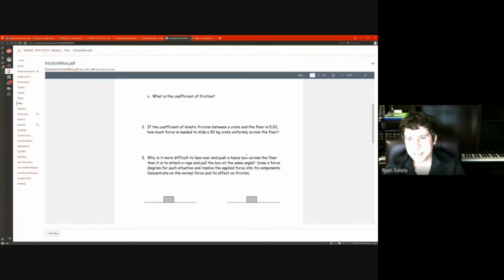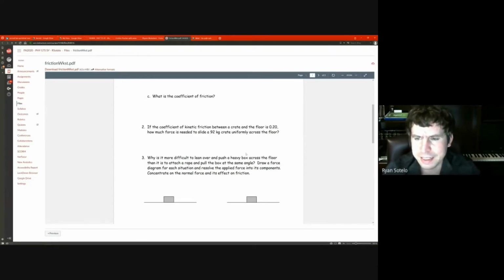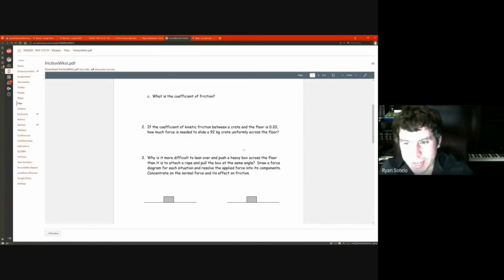Okay, 2. Now they give us the coefficient of friction. They say that that's the coefficient of kinetic friction between the crate and the floor. How much force is needed to slide a 92 kilogram crate uniformly across the floor? So they didn't tell us the weight, they told us the mass. And they gave us the coefficient, but they want the amount of force.